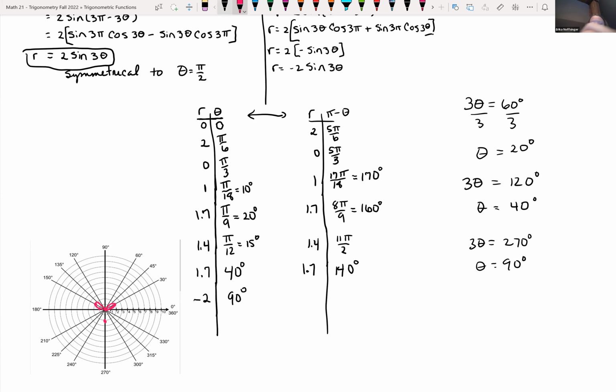Let's look at 240. So I'm wanting 3 theta to equal 240 degrees. That would mean that theta is equal to 80 degrees. If we plug in 80 degrees, that would be sine of 240. Sine of 240, reference angle is 60 degrees, third quadrant. That's root 3 over 2, so negative root 3 over 2. So that would be negative root 3 is 1.7, so negative 1.7.